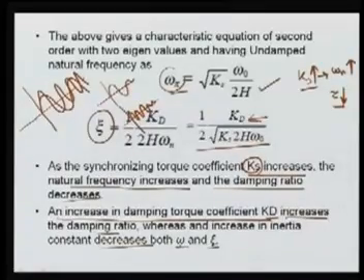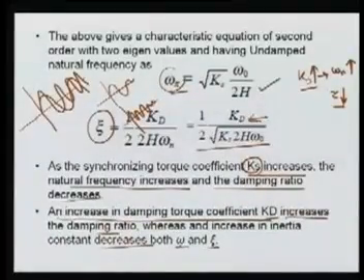So from here we can infer several things. For example, if your Ks is less, what does it mean? Your natural frequency is less, your damping ratio is very high. So Ks is less means damping ratio is increased, means your system is damped out, because your synchronizing torque coefficient Ks is less, and your system may simply settle here without oscillation, it may be damped.